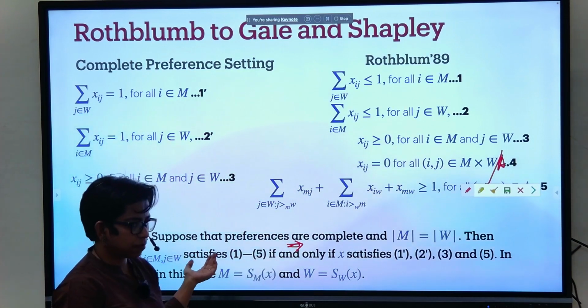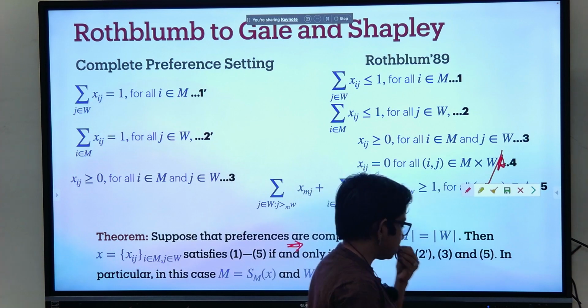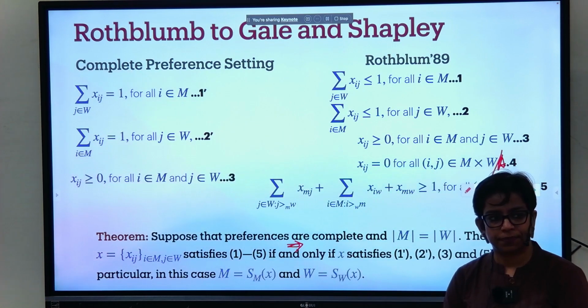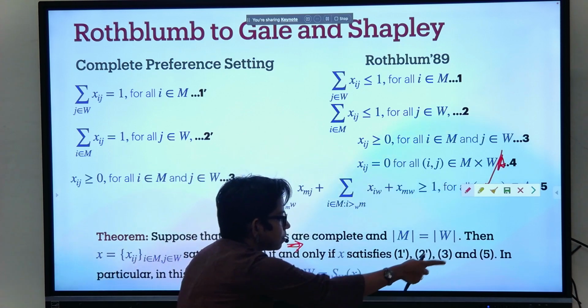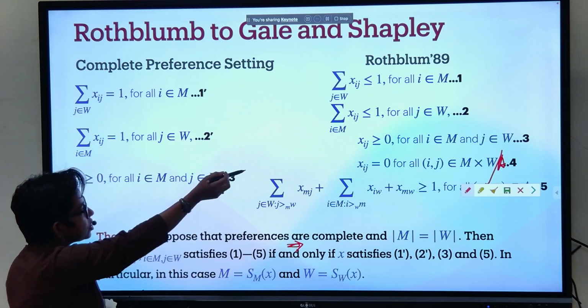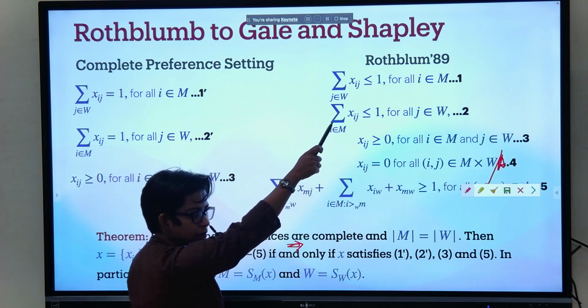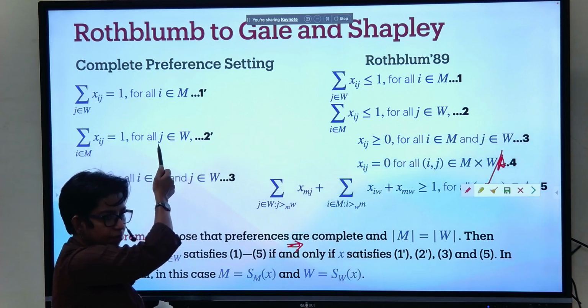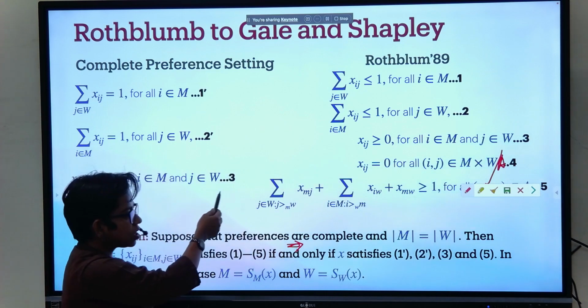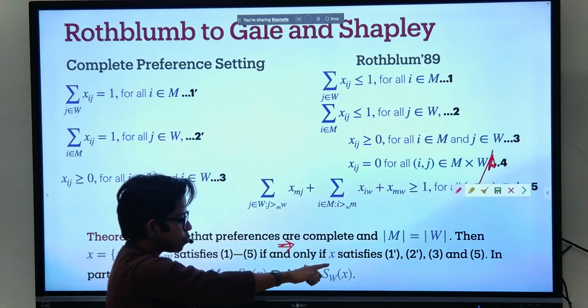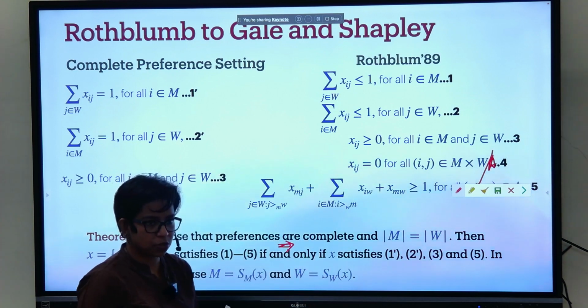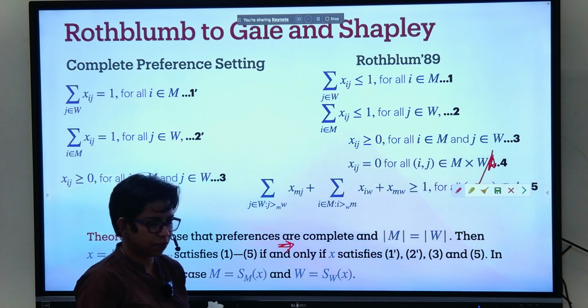Why is the other direction straightforward as well? See, if these 4 conditions are true, these are even stronger versions. This is saying at most 1. This is equal to 1 already. There are no unacceptable pairs, so this constraint is trivially true. So basically 1, 2 prime, 3 and 5 directly imply 1, 2, 3, 4 and 5.